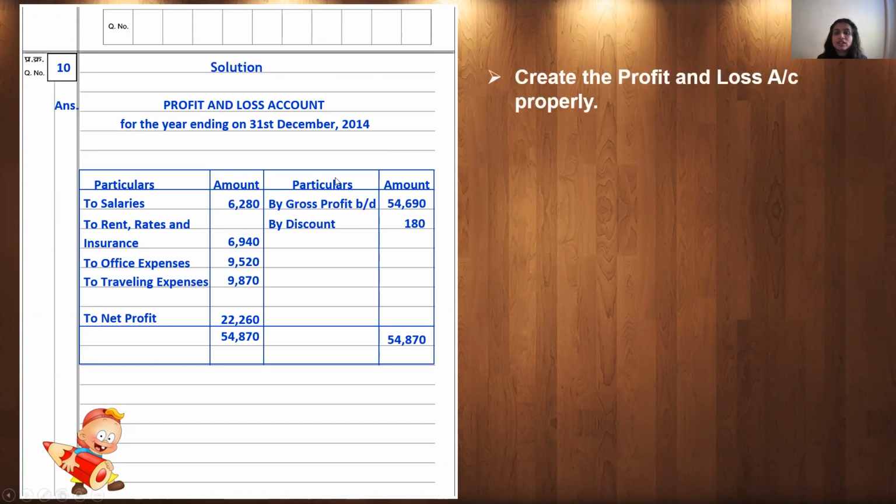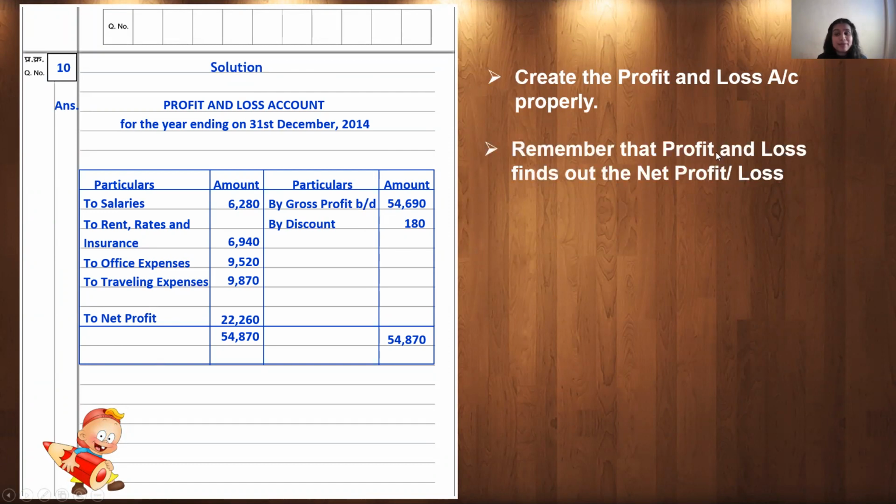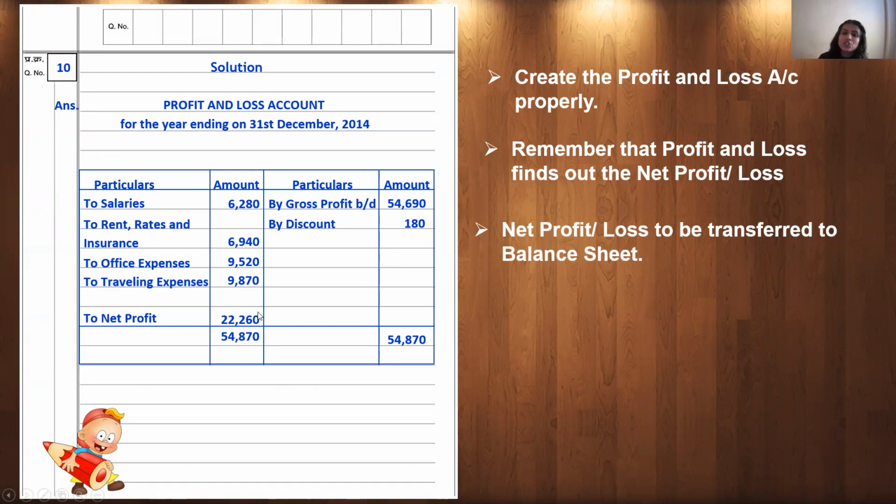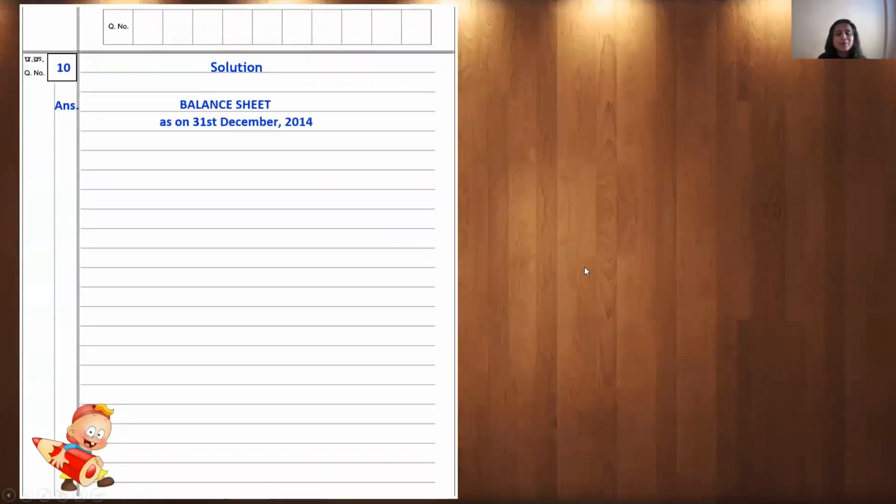So create the profit and loss account properly. Remember that profit and loss finds out the net profit or net loss. Whatever net profit or net loss that you found out has to be transferred onto your balance sheet. So we move to balance sheet. This is the final stage of your final accounts, which is your balance sheet.